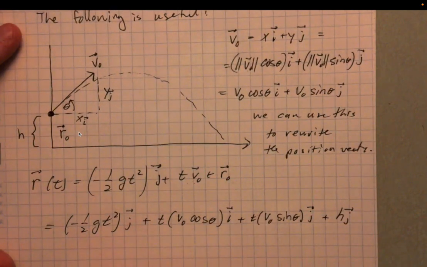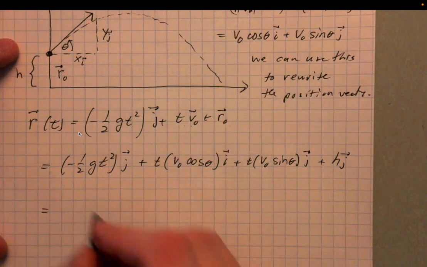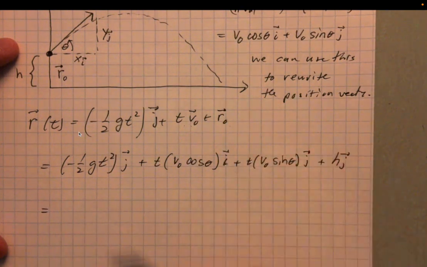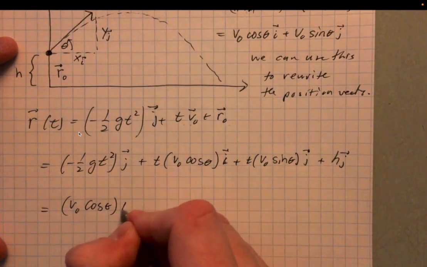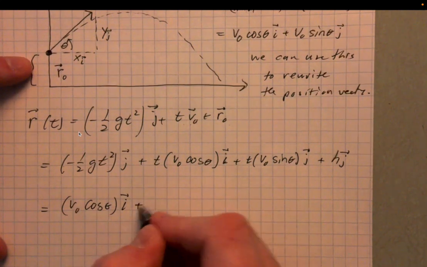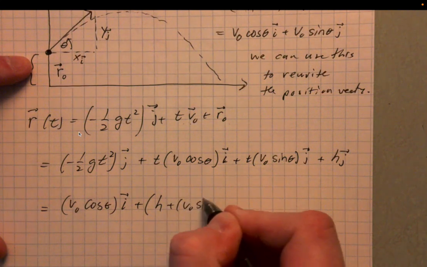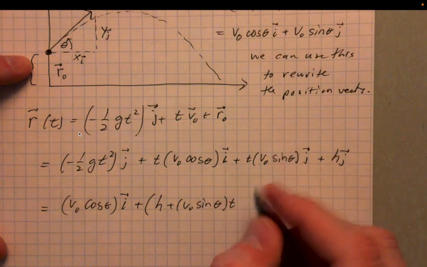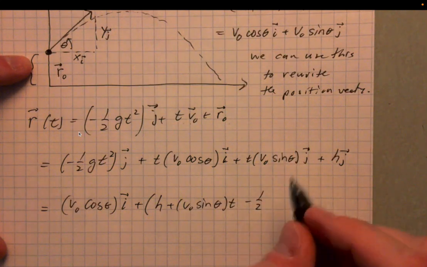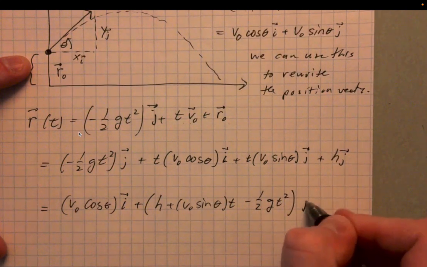And then we can combine some of this to make it a little more straightforward. For the i vector, we now have an i component: v0 cos theta times i, plus h plus v0 sine theta times t minus 1/2 gt squared, and that's times j.